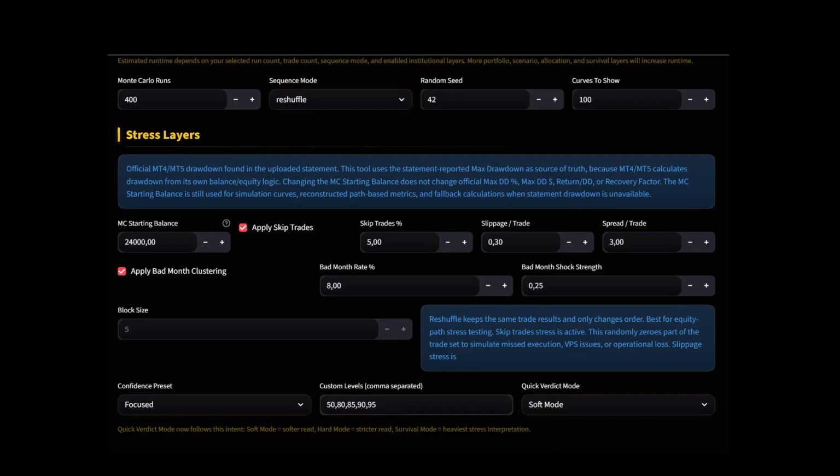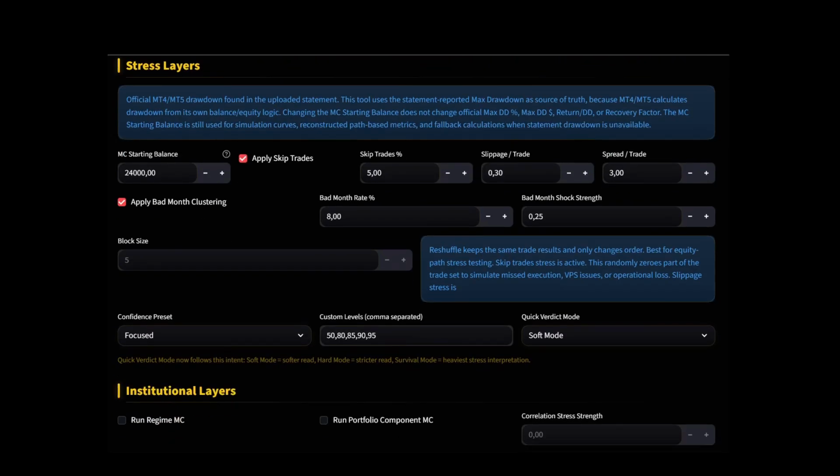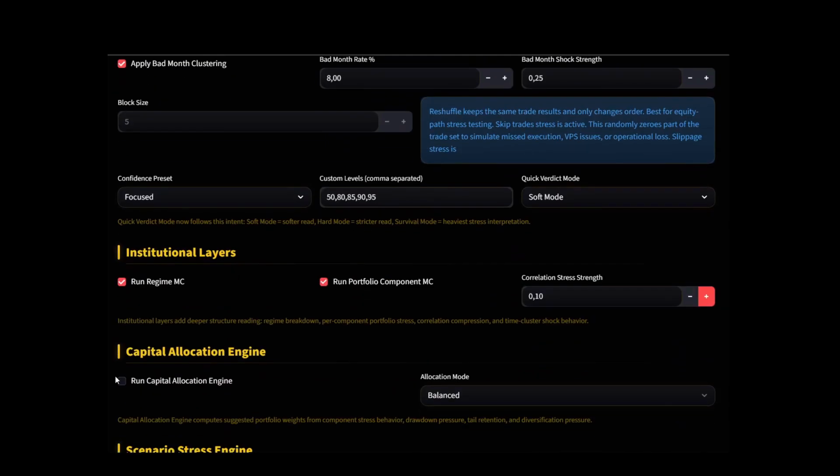The confidence settings in verdict mode control how the result is interpreted. Here, the quick verdict stays on soft mode for a lighter first read. Then I enable the institutional layers. Regime Monte Carlo checks different market conditions. The portfolio component layer checks how the robots or systems interact. Correlation stress adds pressure when systems become more connected. Finally, I enable the capital allocation engine. The allocation mode is set to balanced, so the tool looks for a middle ground between return, drawdown, survival, and diversification. So this custom setup is already much deeper than a normal Monte Carlo run.